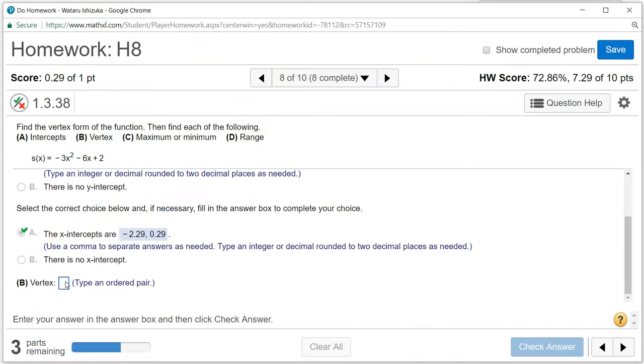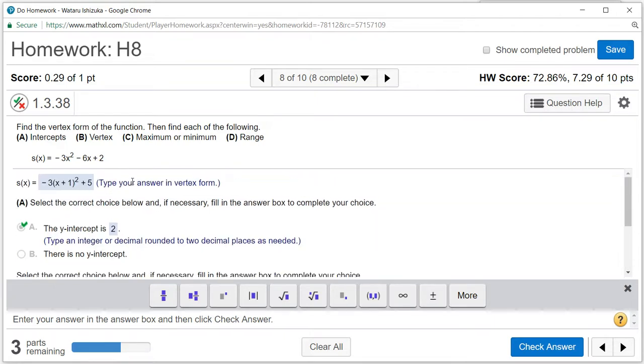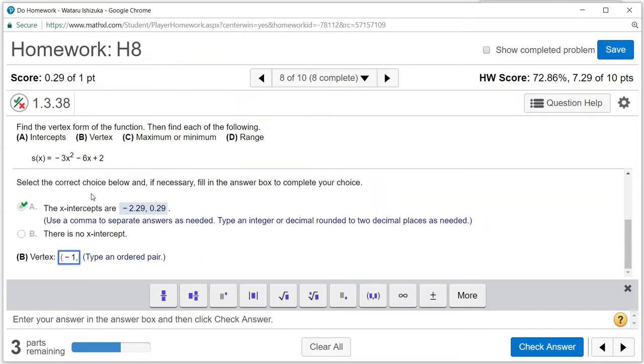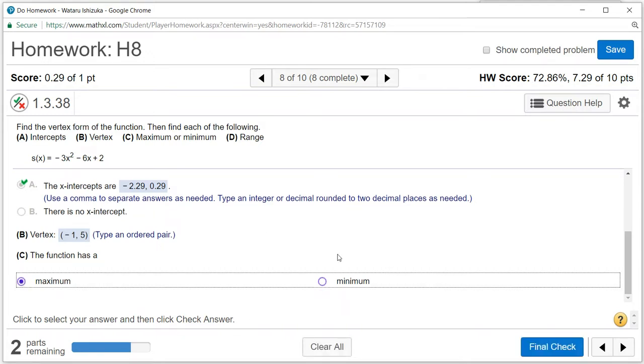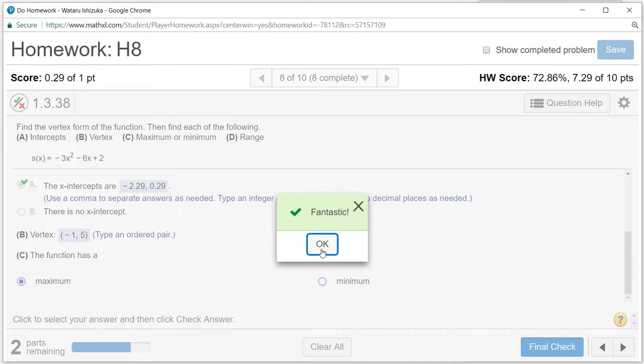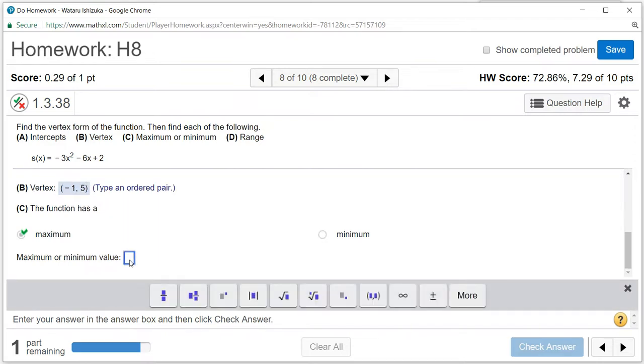Now we want to know the vertex. In the vertex form, x plus 1, so the x coordinate is -1. And at the end we have plus 5, so it's -1, 5. Check the answer. We got that. Since the leading coefficient is negative, the parabola is facing down, so it's going to have a maximum value. Let's check the answer. We got that. And since the maximum happens at the vertex, the y coordinate is 5, so the maximum value is 5.